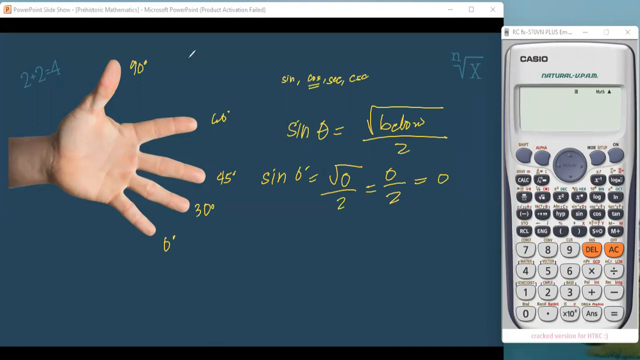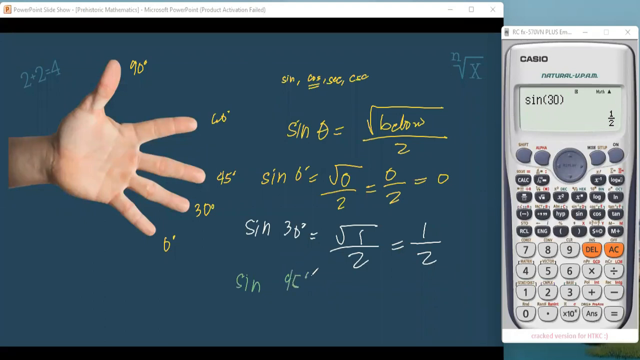Now, how about if it's sine 30 degrees? So sine 30 degrees must be equal to, how many fingers are there below the number 30? So there is only 1 finger here. So 1 over 2. So the square root of 1 is 1 over 2. That is 1/2. So sine 30 must be equal to 1/2. So sine 30, check natin, is really 1/2.